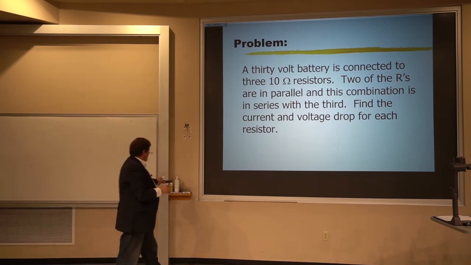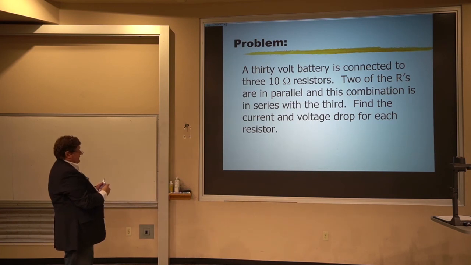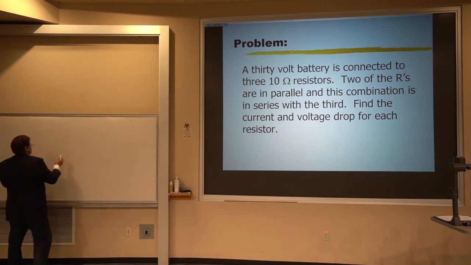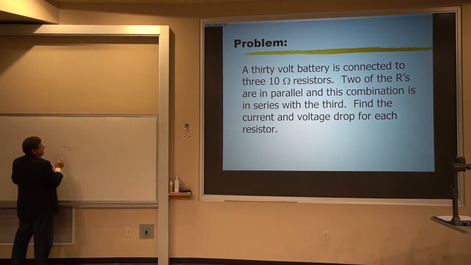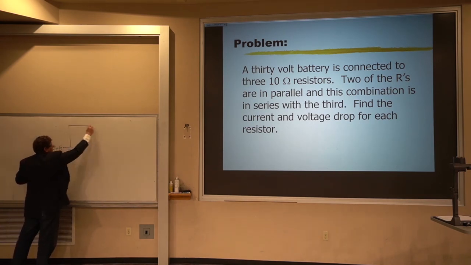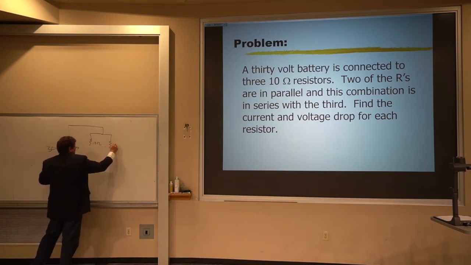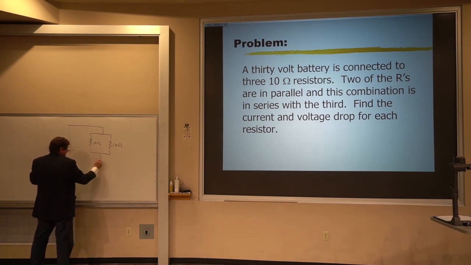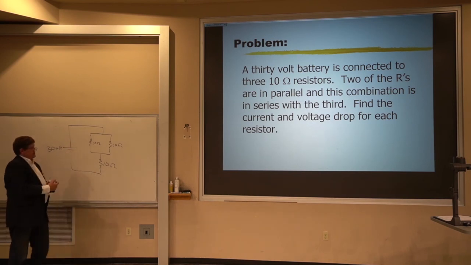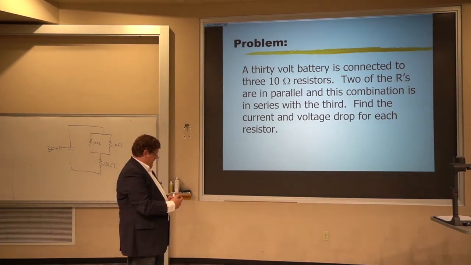We got a 30-volt battery connected to three 10-ohm resistors. Two of the R's are in parallel, and this combination is in series with the third. So let's draw that. That's what it looks like. We want the current and voltage drop for each resistor.